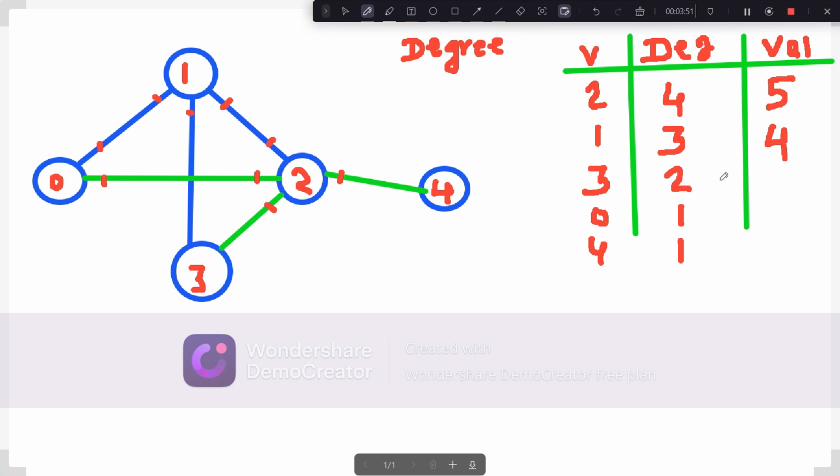Similarly for this one, third guy, this 4 minus 1, so it has value 3. This guy is 3 minus 1, so it would have value 2, and the final guy is 2 minus 1, so its value would be 1. Okay, so these are the values.